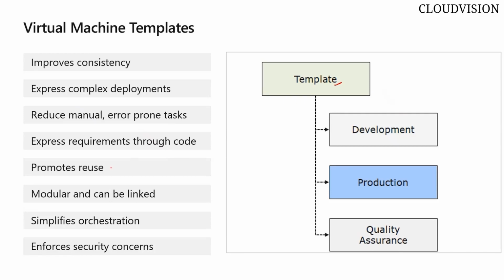Express requirements through code using JSON. Promote reuse because these templates can be shared. They are modular and can be linked. You can link multiple templates together. And these templates simplify the orchestration.